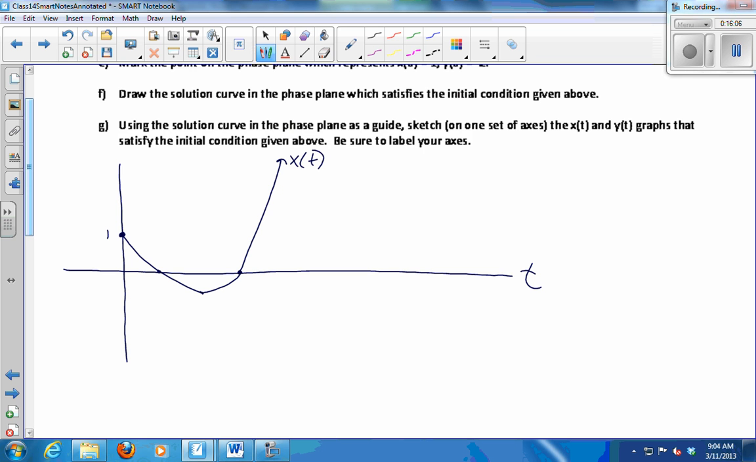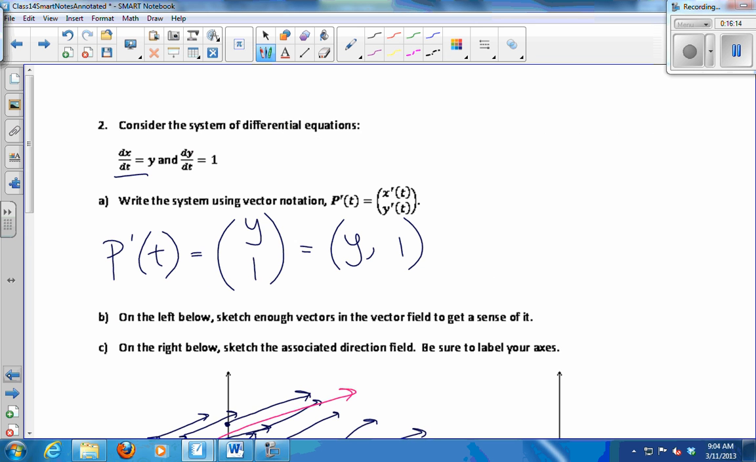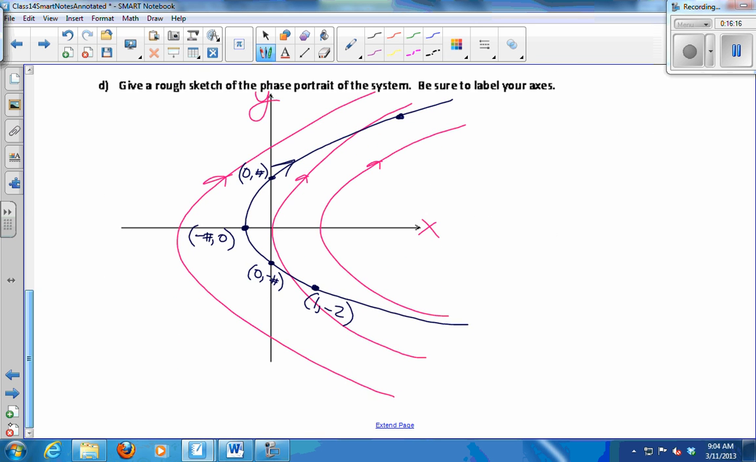Okay. So now we're going to do the same kind of analysis where we follow that point along the solution curve, but this time we're going to sketch what happens to its y-coordinate. So my y-coordinate starts at -2, and then it gets bigger, right? It gets bigger and bigger and bigger until it hits 0. And then it just continues to get bigger and bigger and bigger. So my y-coordinate is always increasing.